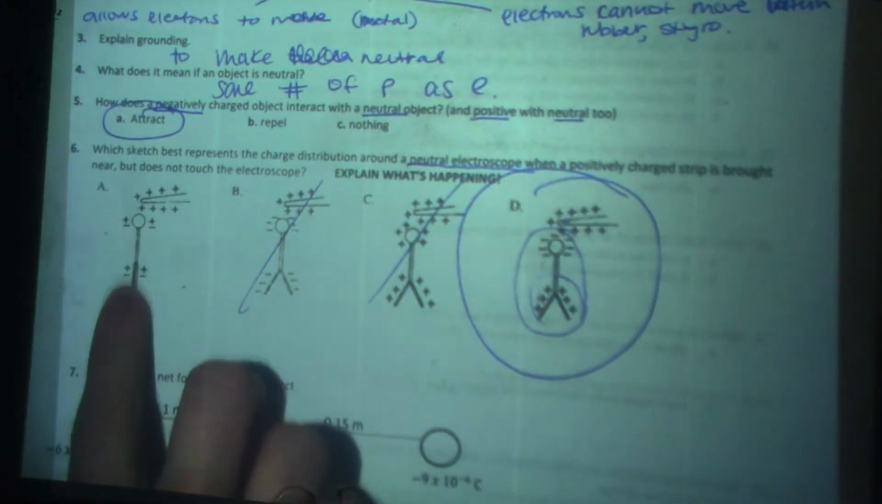A is neutral, nothing is happening, but if you have the positive here, the electrons would want to go up and it would create this right here.